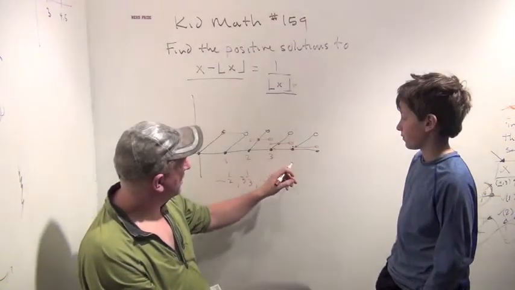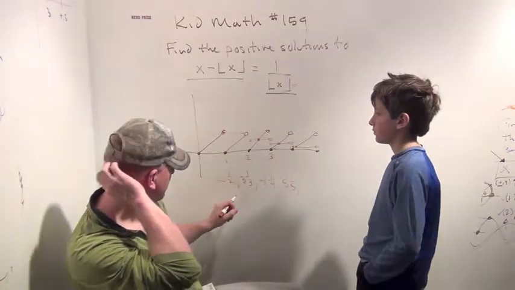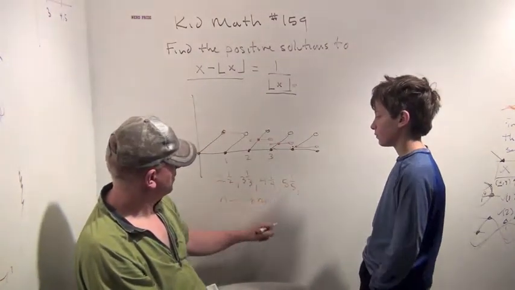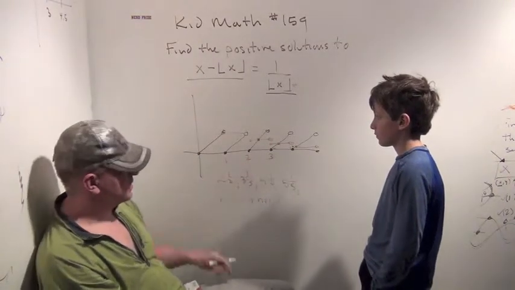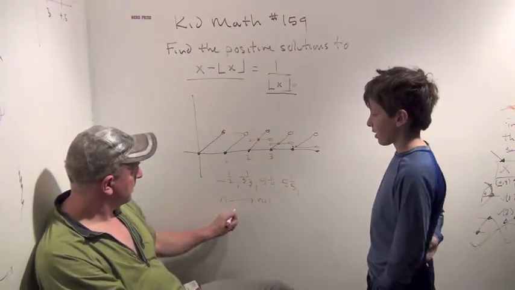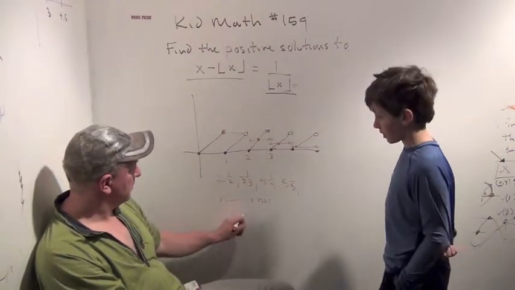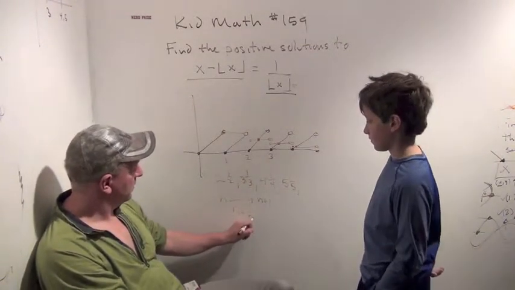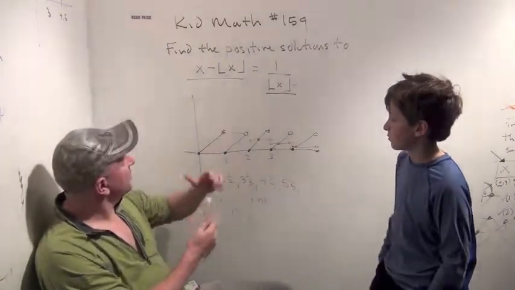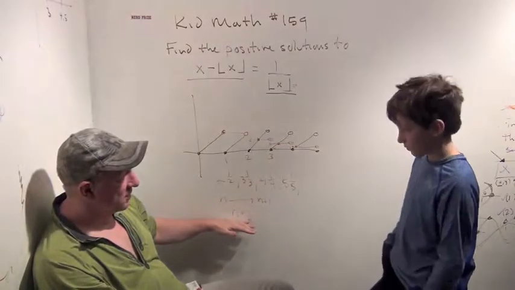In between n and n plus 1, what is my intersection point going to be? It's going to be n plus 1 over n. Hope that shows up on camera. This marker's a little light. So it's interesting. We just found all the intersection points. All of them.